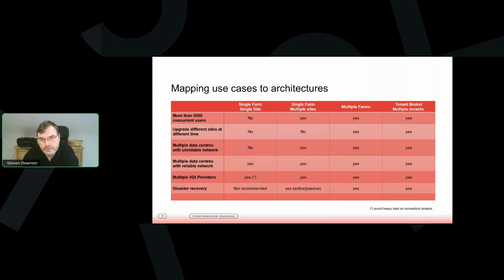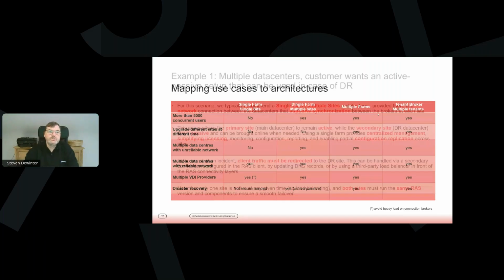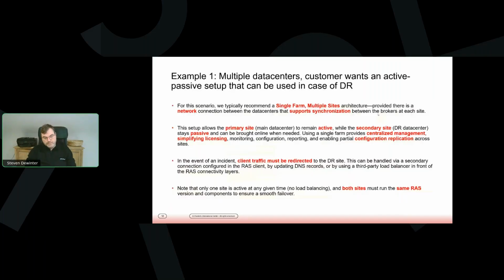Let's take a few examples instead of going over the matrix. A first example could be that you have multiple data centers and your customer wants to have an active passive setup that can be activated in the case of a disaster recovery.